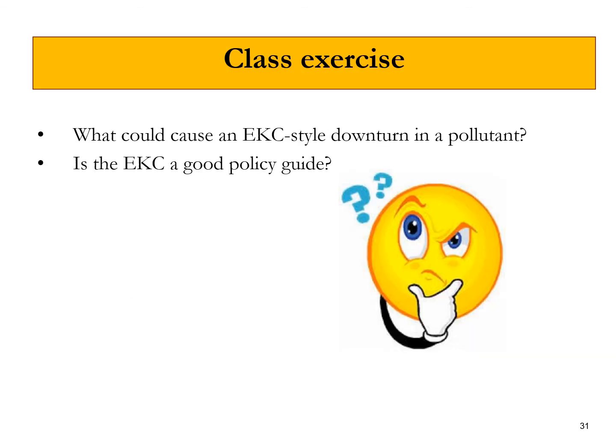Class exercise. I love to have this session with everyone, especially a face-to-face session. The first question: what could cause an EKC, environmental Kuznets curve, style downturn in a pollutant? Why can you have an increasing shape and then later on a decreasing one? What is the reason for this shape? And the second question: is the EKC a good policy guide for everyone? Think about it. What will be your answer for these two questions?